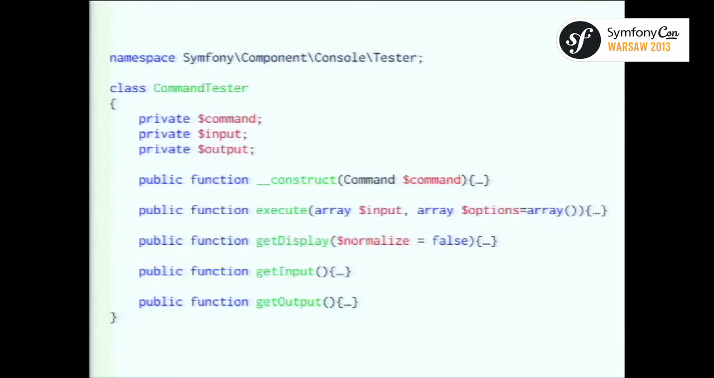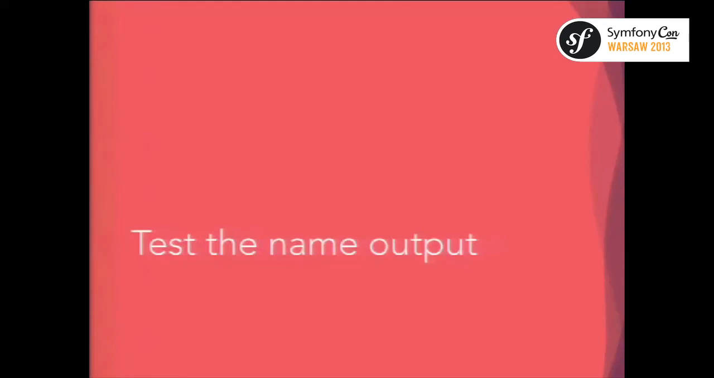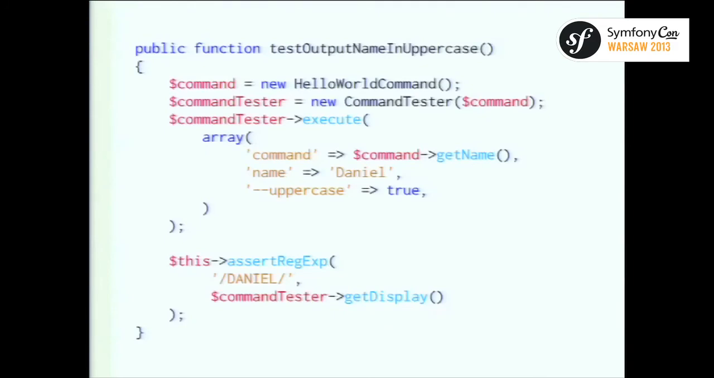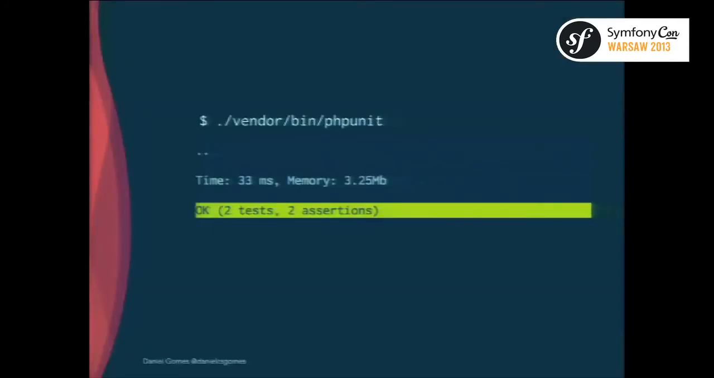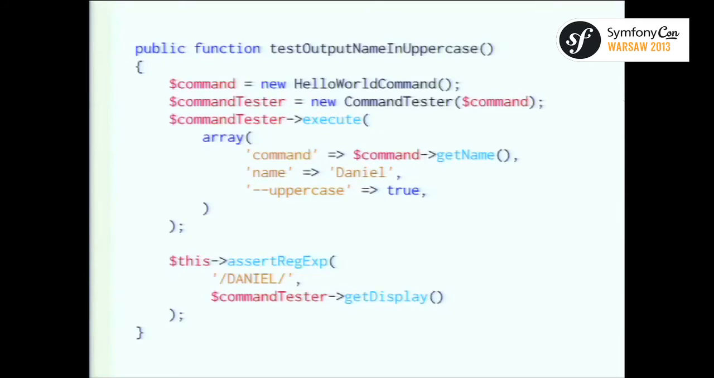This is the command tester. There are some methods. You will probably use getDisplay a lot to make assertions, so it's quite simple. Let's see how it works. So let's see an example. How do I test the name output of my command? Basically, I instantiate my command, then I create the new command tester and pass my command, okay? And when I execute, I also need to pass the name, which is my argument, and if I am using options, I can put the options or not, okay?